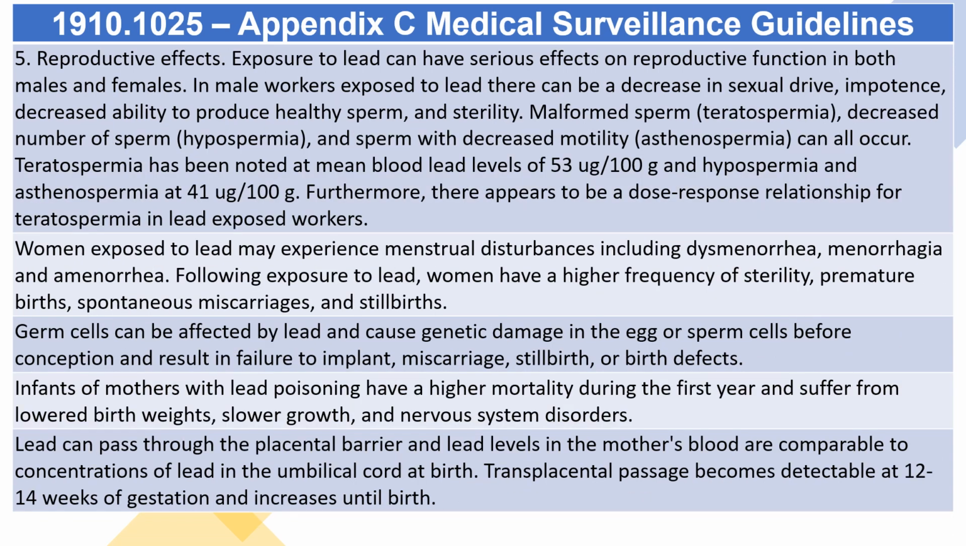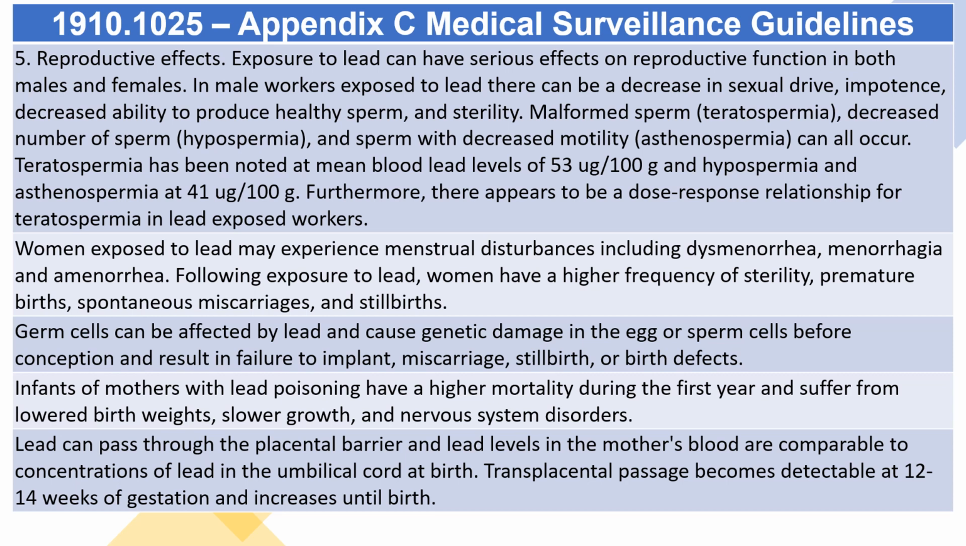5. Reproductive effects. Exposure to lead can have serious effects on reproductive function in both males and females. In male workers exposed to lead, there can be a decrease in sexual drive, impotence, decreased ability to produce healthy sperm, and sterility. Malformed sperm, teratospermia, decreased number of sperm, hypospermia, and sperm with decreased motility, asthenospermia, can all occur. Teratospermia has been noted at mean blood lead levels of 53 µg/100 g and hypospermia and asthenospermia at 41 µg/100 g. Furthermore, there appears to be a dose-response relationship for teratospermia in lead-exposed workers.